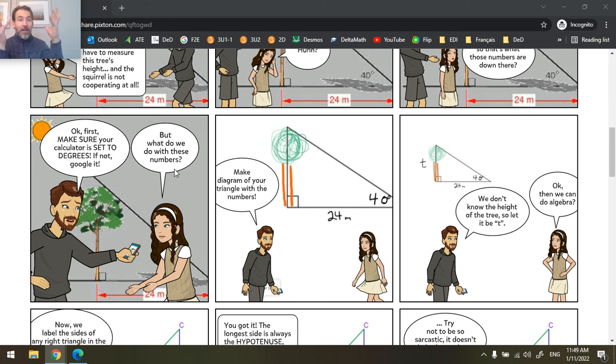But what do we do with these numbers? Well, make a diagram of your triangle with the numbers. Here's the length of the shadow, here's the angle, and here's the beautiful tree. We don't know the height of the tree, so let it be t. Okay, then we can do algebra.